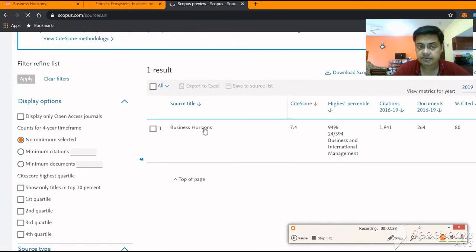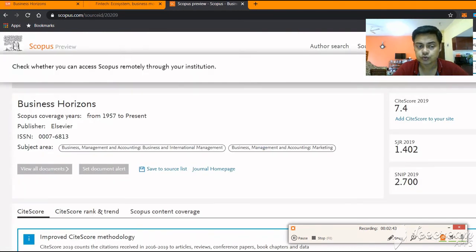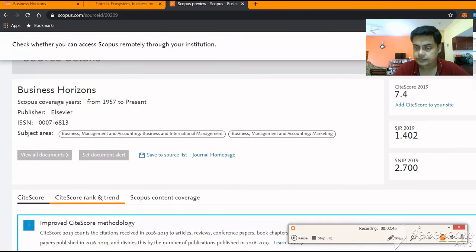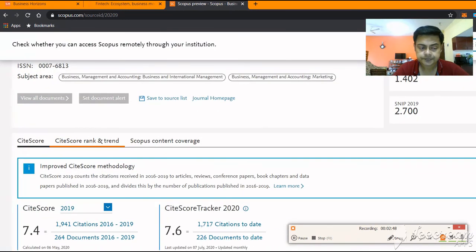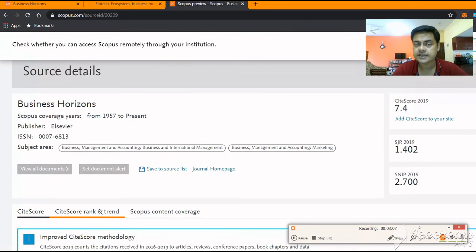So the CiteScore is 7.4. The previous one was 1.4. This is 7.4. Too good. SJR is 1.4. If you remember the previous one, the SJR was lower than 1. Here it is 1.4. And the CiteScore has gone up from 7.4 to 7.6. From 2019 to 2020 the CiteScore has gone up marginally, but it has gone up, and 2020 is yet to finish. So that means it's a good, healthy journal.